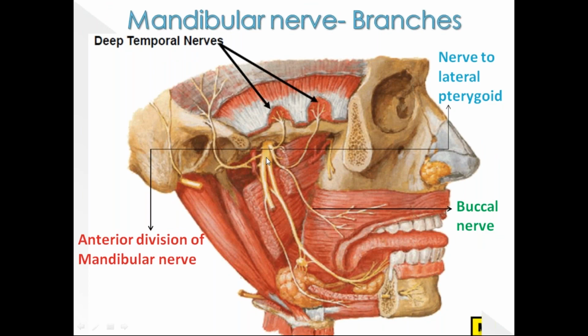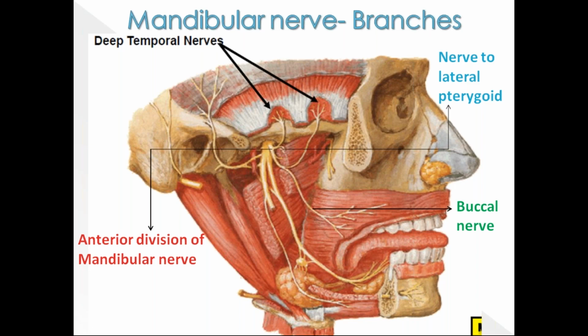In the next picture, you can see the deep temporal nerves. You can see there are two deep temporal nerves arising from the anterior division, and you can see the larger posterior division here. The anterior division gives two deep temporal nerves which supply the temporalis muscle on its deep surface. It is always accompanied by deep temporal arteries. Okay. Then the next branch you can see is the nerve to lateral pterygoid, which supplies the lateral pterygoid muscle. It is also otherwise called the pterygoid branch.